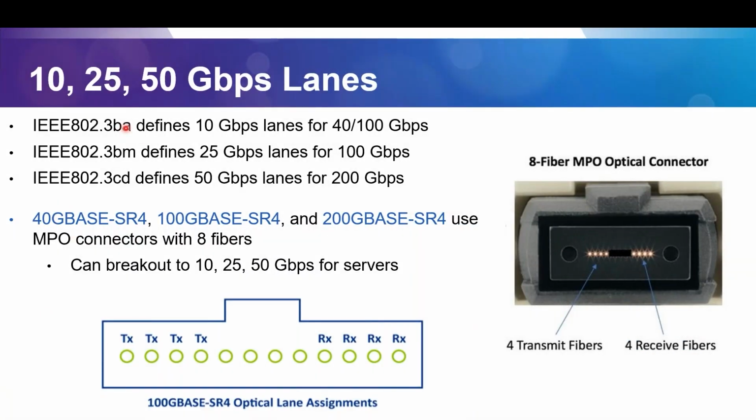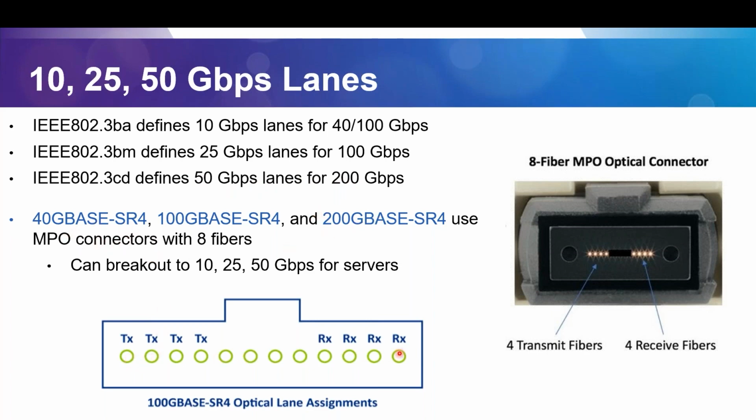And this just shows some of the standards. I won't get into all the different standards, but the IEEE standards define 10 gig lanes for 40 and 100 gig. It defines 25 gig lanes for 100 gig. The standard defines 50 gig lanes for 200 gig. So this would be 4 lanes of 50 to get you 200. And these are some of the technologies.